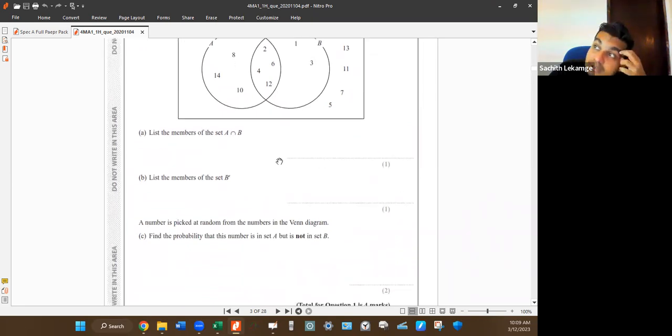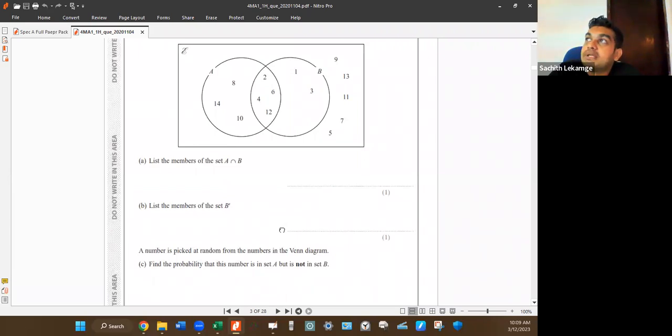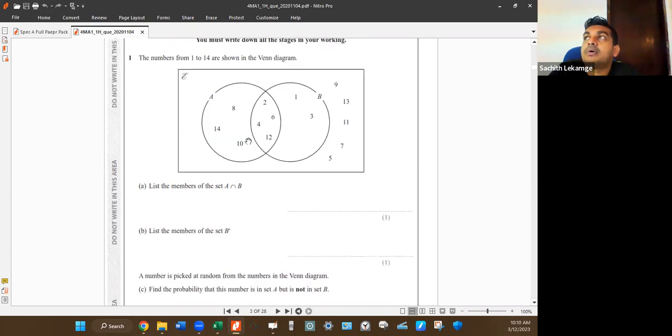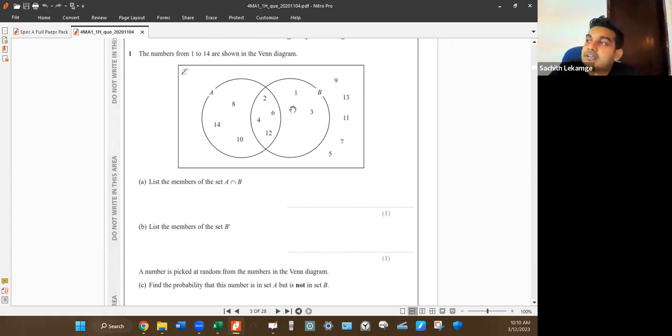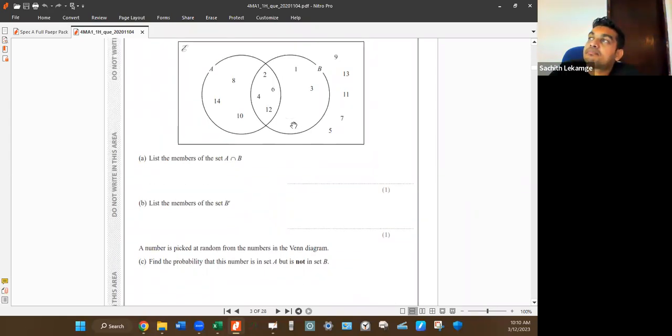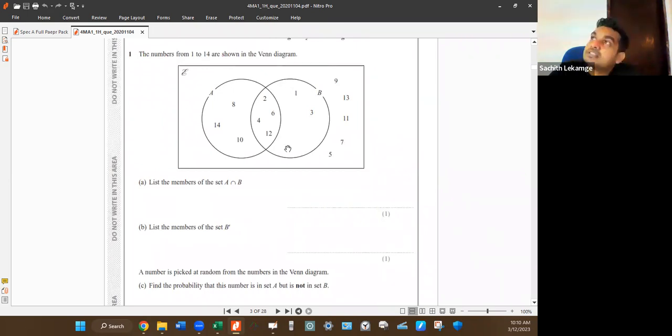A number is picked at random from the numbers in the Venn diagram. Find the probability that this number is in set A but is not in set B. Okay, how many numbers are there? Three numbers are there inside only A. Only A is three, right? Taking this number but not in set B. Three out of what is the total? 40. Probability is 3 out of 40.